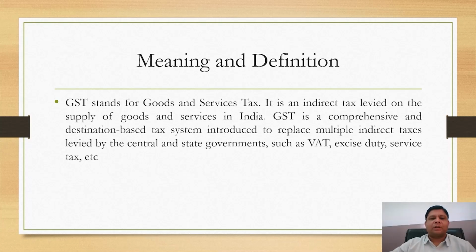Moving further, let's talk about the meaning or definition of GST. It is an indirect tax levied on supply of goods and services in India. GST is a comprehensive and destination based tax system introduced to replace multiple indirect taxes levied by central and state governments like VAT, excise duty, service tax, etc. The main objective of GST is to create a unified and simplified tax structure, reduce tax cascading or double taxation, promote ease of doing business, and enhance tax compliance.